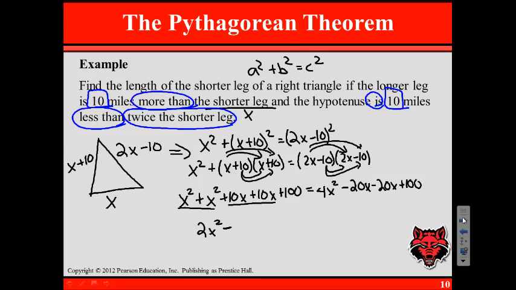10x and 10x combine to make 20x, and we also have 100. That simplifies the left-hand side. On the right-hand side, we have 4x squared, negative 20x and negative 20x is negative 40x, and a positive 100. At this point, we will need to rewrite this in standard form. So let's go to the next slide and try that.